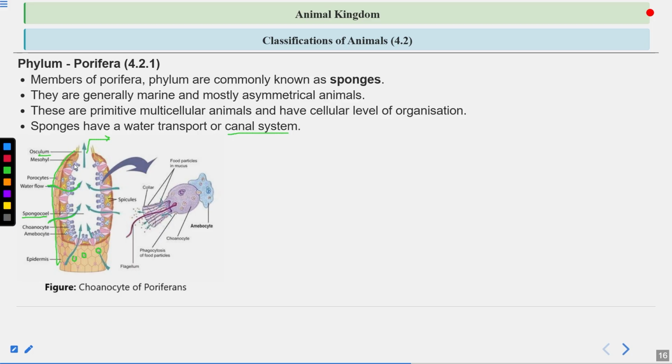If you see the internal lining of the spongocoel cavity, you can see a very specific type of cell that is called the collar cell or the choanocytes. Choanocytes have collars and they have flagella as well, right? So they take food material from this collar and it goes there, digests the food, and all the undigested food comes out from this part.